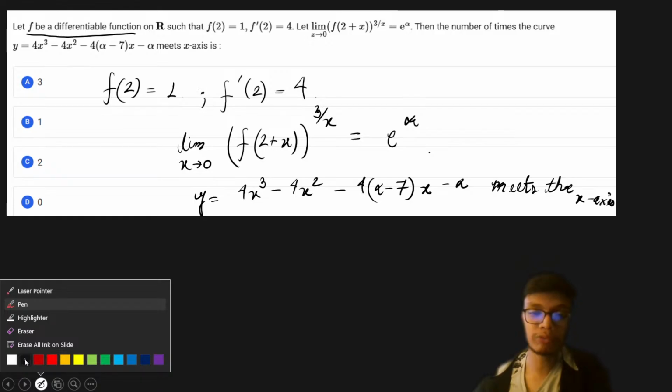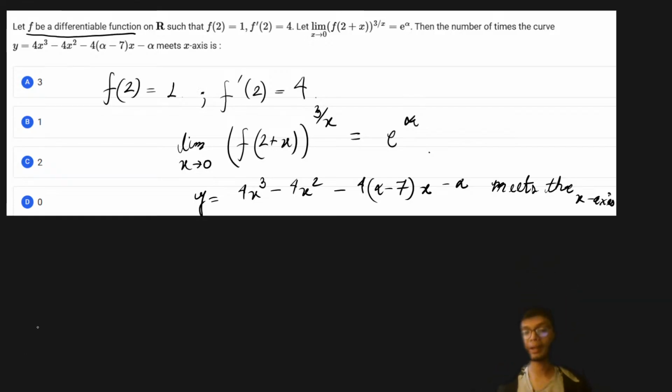So generally, whenever we need to find the limit, before we start to solve the question, it is very important to analyze and understand what the form of the limit is. So how will I do it? If I put x equal to 0 into this, it is basically f of 2 whole to the power 3 by 0, and f of 2 is 1, and 3 by x, that is 3 by 0, is going towards infinity. So the form of the limit is 1 to the power infinity.